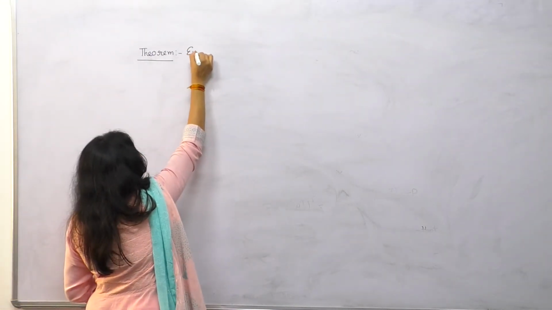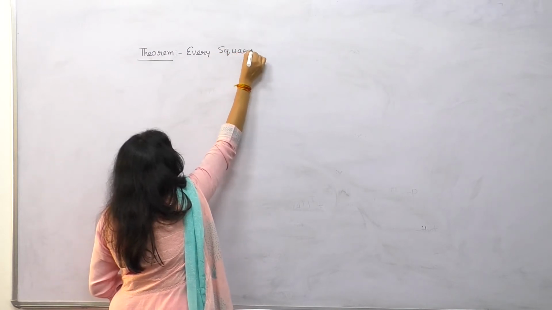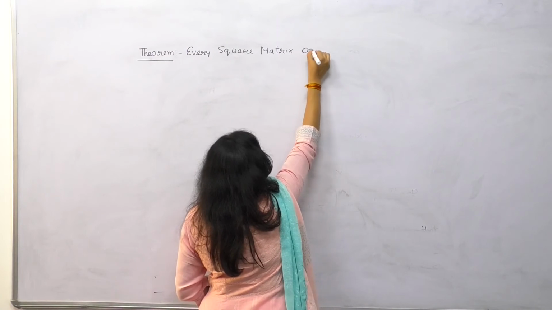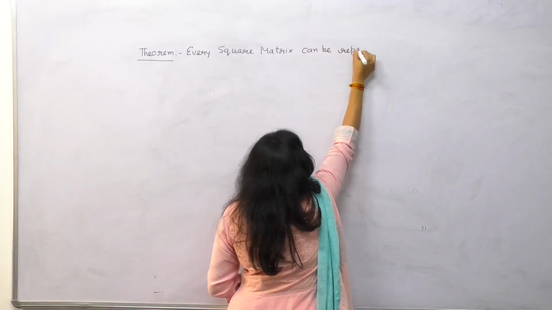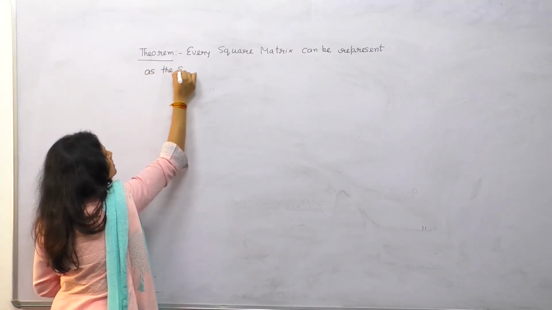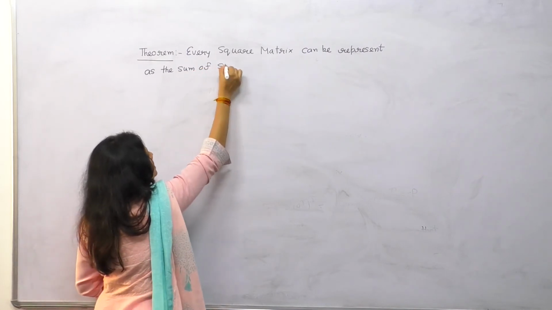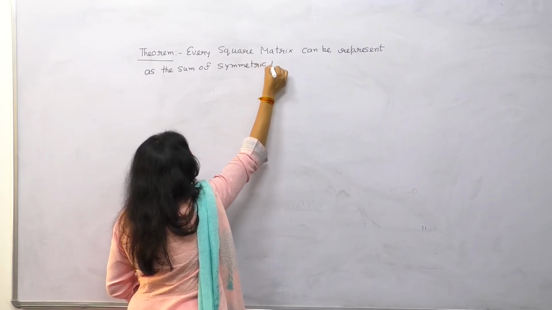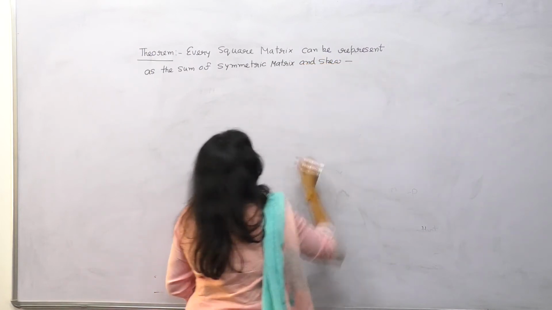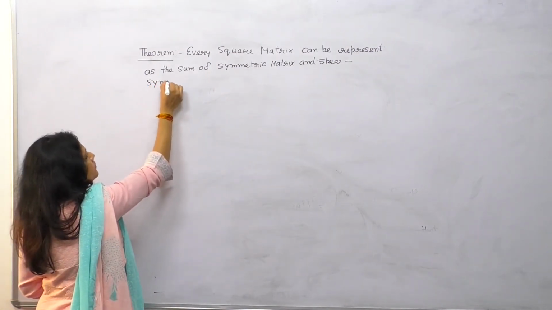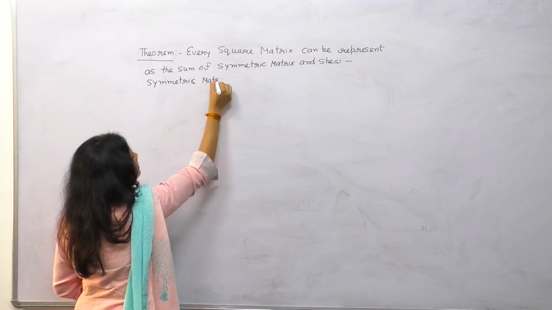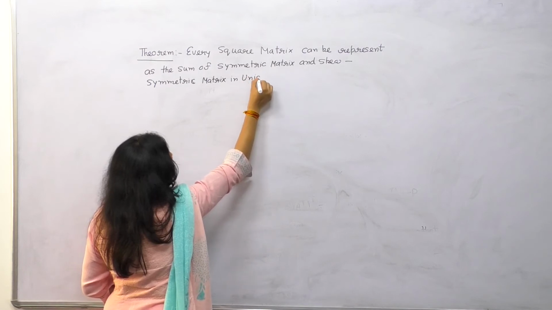Every square matrix can be represented as the sum of a symmetric matrix and a skew symmetric matrix in a unique manner.